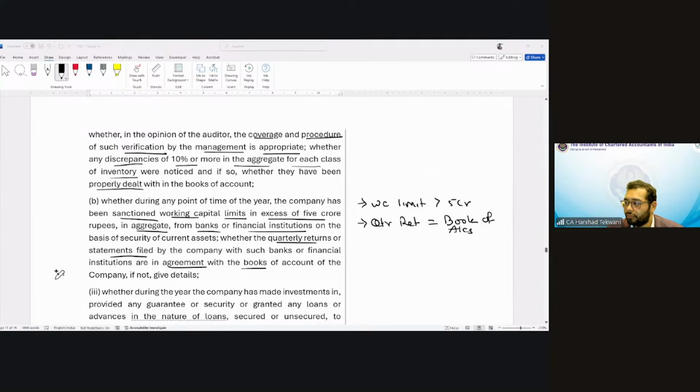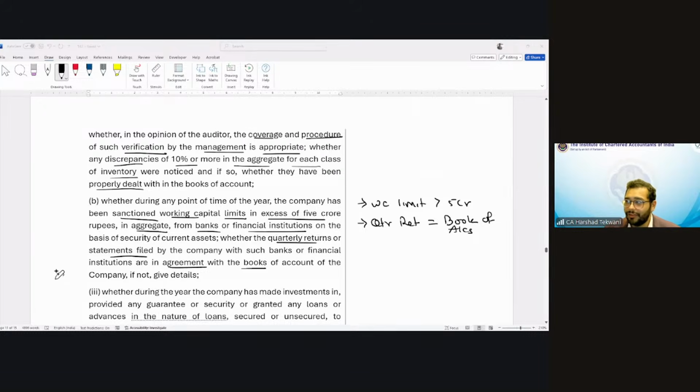Yeah, because here it's tricky actually. If you go with the utilization, then it will be a problem. Based on the sanction we need to carry out. Okay, sir. But that too at any time, any point in time during the period. Yes. Okay. So two things: physical verification and sanction limits. These are the two things with respect to para 3.2 of the CARO. Okay.